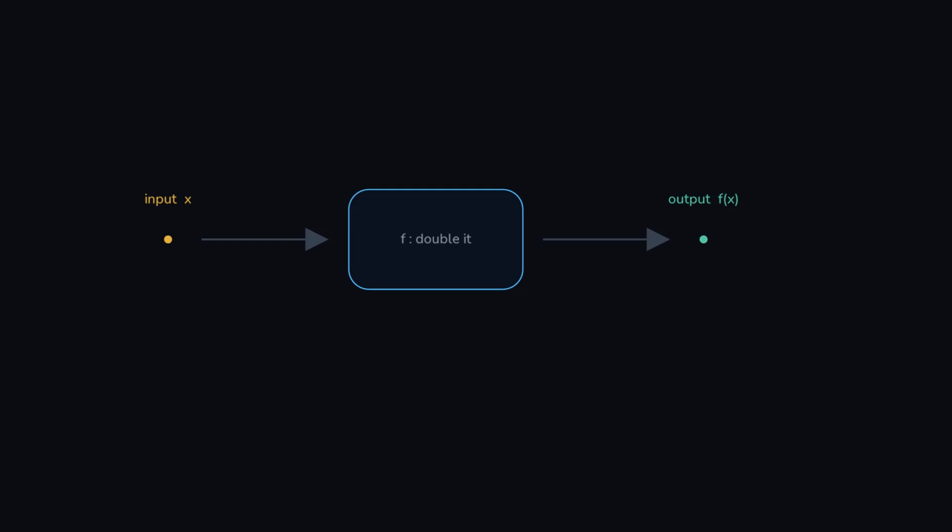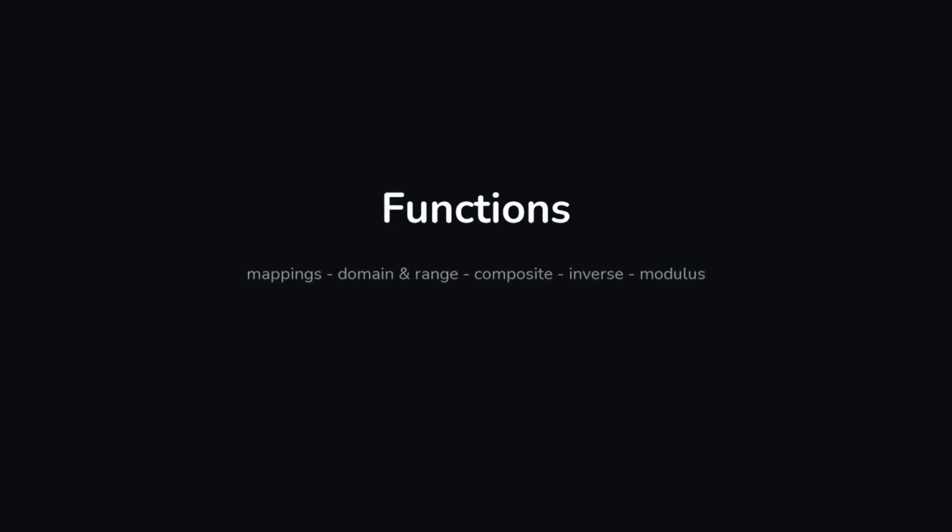But there is one unbreakable rule. Each input may give only one output. If a single value could come out as two different answers, the machine is broken, and we no longer call it a function. One in, exactly one out. Hold on to that, and the rest follows.